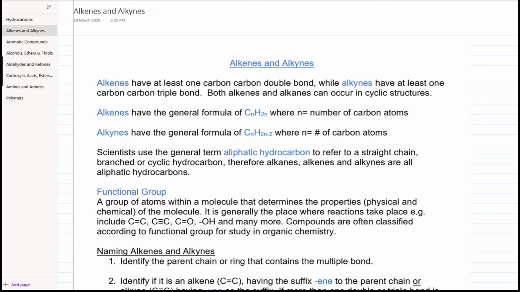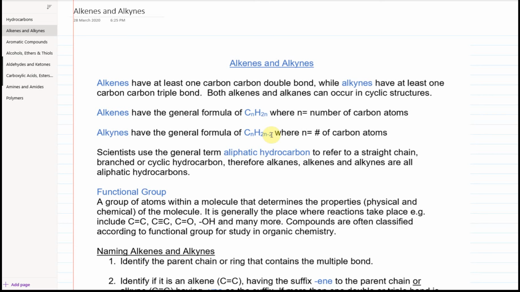Okay, so today's lesson is on alkenes and alkynes. Alkenes have at least one carbon-carbon double bond, whereas alkynes have at least one carbon-carbon triple bond. Both alkenes and alkynes can occur in cyclic structures. The general formula for each of these is given here. And again, the general formula is very helpful when it comes to identifying an alkene or an alkyne just from the chemical formula.